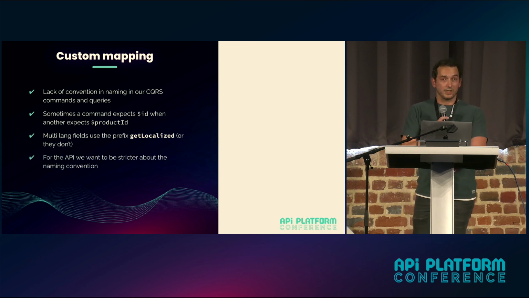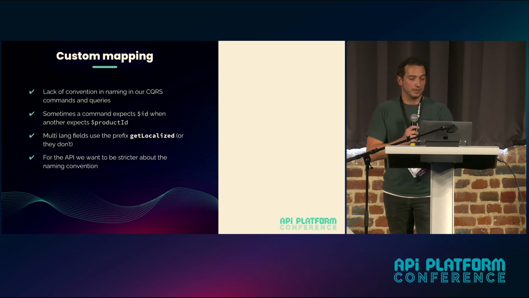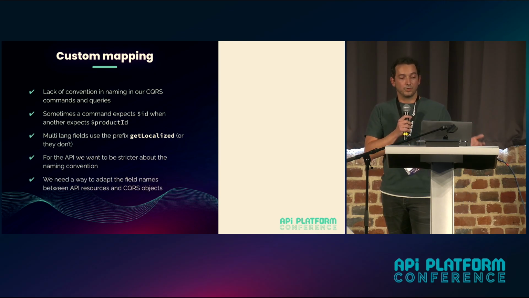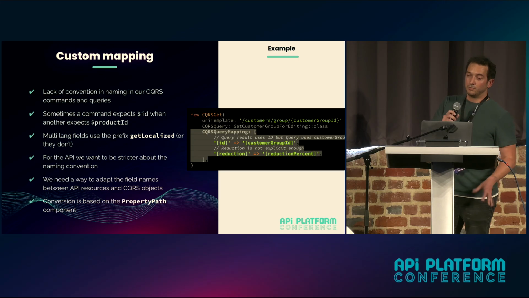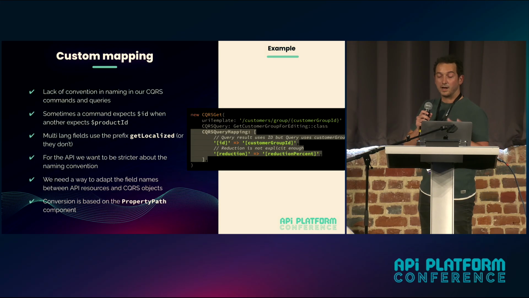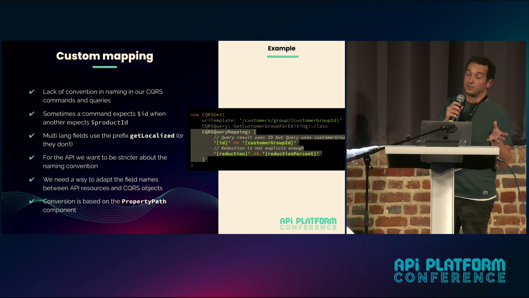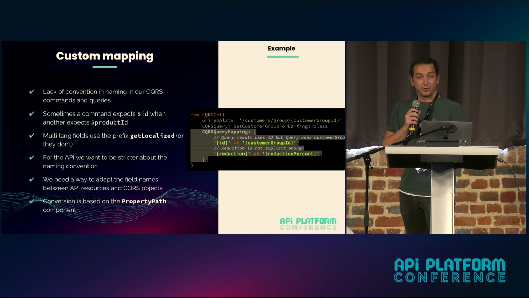We want to be stricter, as I said, with our naming convention so that the naming in the API will be cleaner. And so to do that, we need a way to adapt all the field names between the API resource and the CQRS object. And to do that, we introduce yet another extra property, which is also a property inside our custom operation. So it's a basic mapping. It's based on the property path component, and it allows you to rename the data in the flattened array that are used during the normalization process. Nothing fancy, but it does the job.